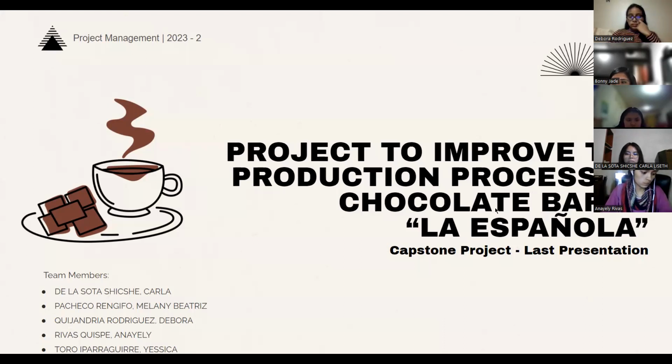Our project is to improve the production process of chocolate bar in La Española. These are the team members. As can be seen in the slide, it's Pacheco Melanie, Quijandría Débora, Rivas Anayeli, Toro Jessica, and who is speaking, De la Sota Carla. Next slide, please.